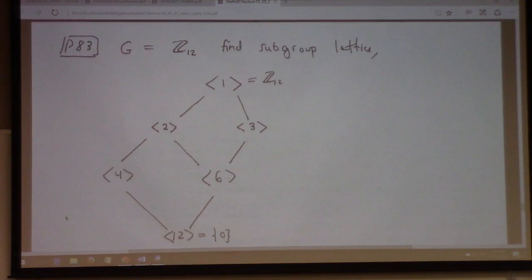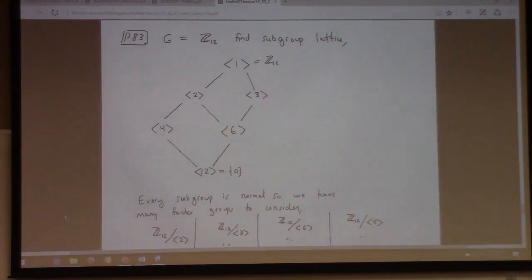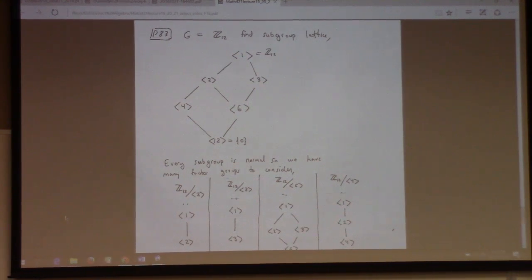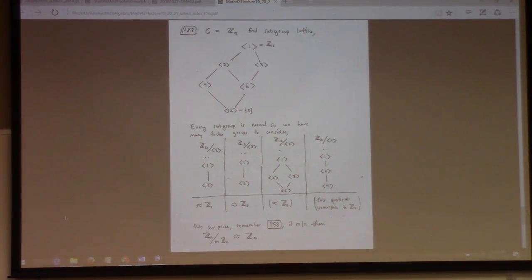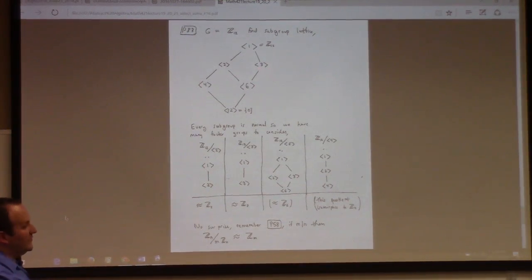This one is actually kind of fun. So here's the subgroup lattice of Z12, right? You've got the subgroup generated by 1. You can look at the subgroup generated by 2 or 3 or 6 or 4 or 12. So 2 has 0, 2, 4, 6, 8, 10, right? The 3 subgroup has 0, 3, 6, 9, so it's got 4 things in it, right?